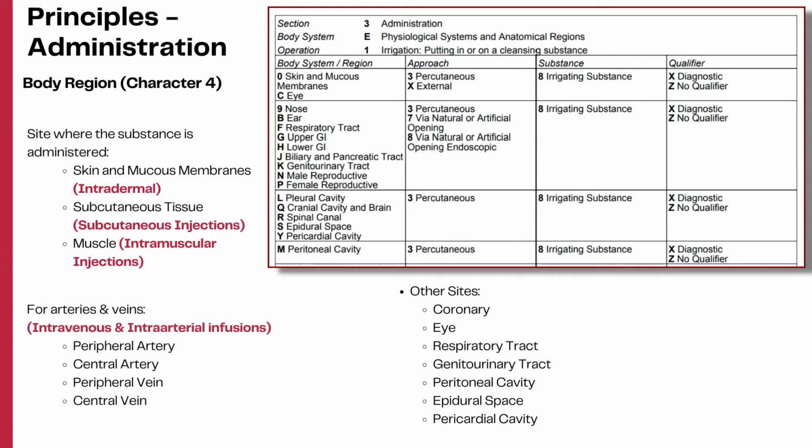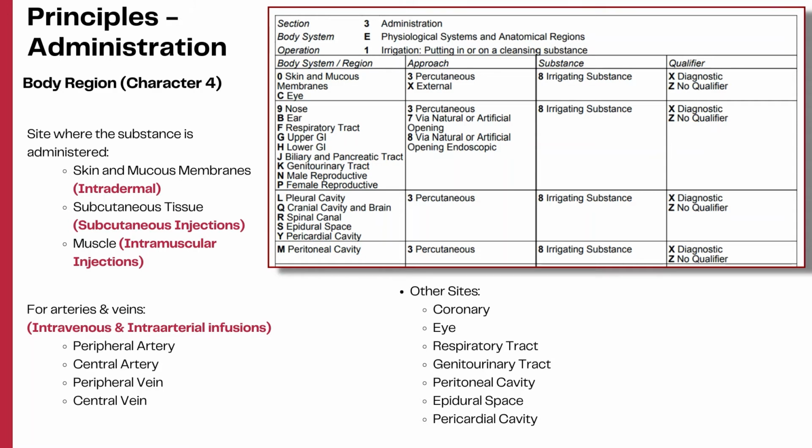The fourth character identifies the site where the substance is actually administered. Sites include skin and mucous membrane for intradermal injections, subcutaneous tissue for subcu injections, and muscle for intramuscular injections. Similarly, for arteries and veins, the peripheral artery or vein is used when a substance is introduced locally into an artery or a vein. For example, chemotherapy infusion into a peripheral artery or a vein by percutaneous approach.